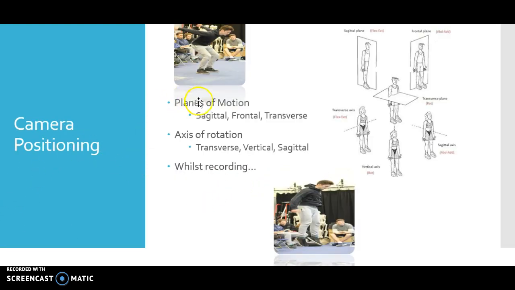So camera positioning then. With camera positioning, we have planes of motion and axes of rotation. For planes of motion, we have sagittal, frontal, and transverse, and for axes of rotation, we have transverse, vertical, and sagittal. So sort of the same words apart from frontal and vertical. So, planes of motion.